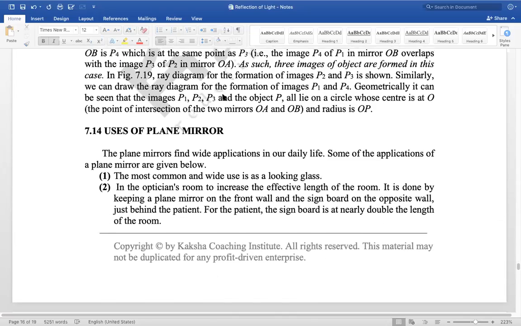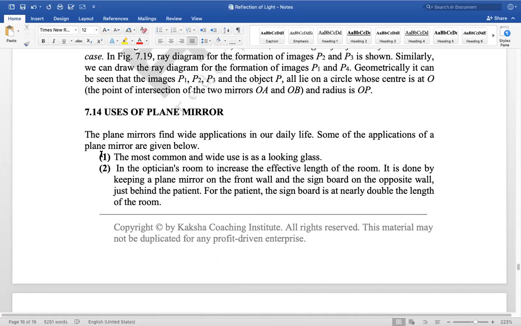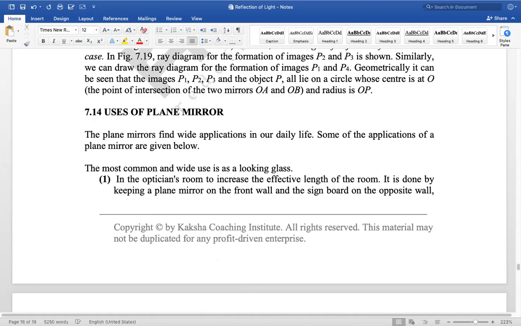Now, uses of plane mirror. The plane mirror finds useful applications in our daily lives. Some of the applications of the plane mirror are given below. The most common and widely used is as a looking glass. तो ये plane mirror का जो सबसे ज्यादा commonly use है वो as a looking glass है. Second, in the optician's room.